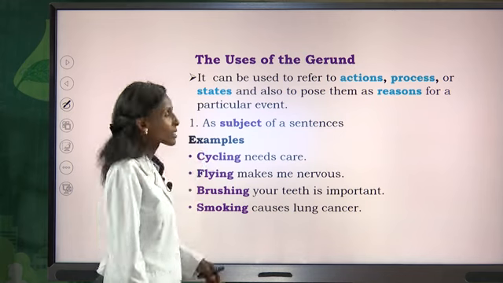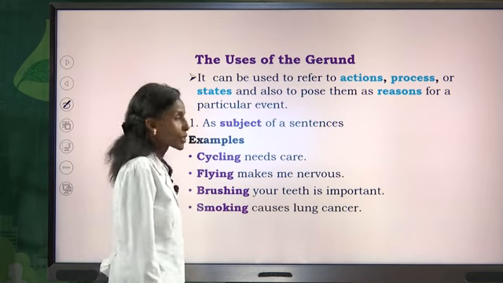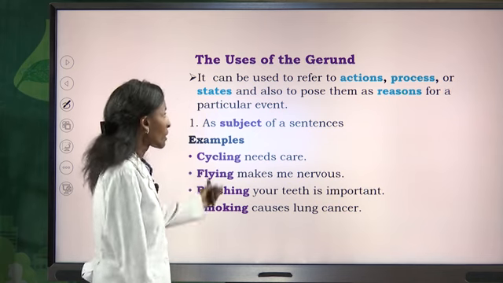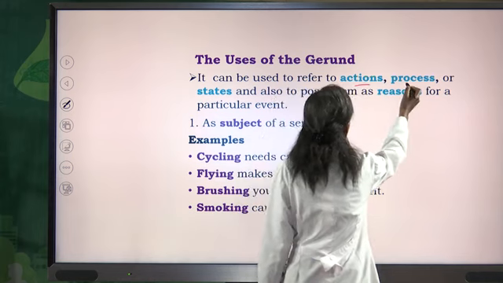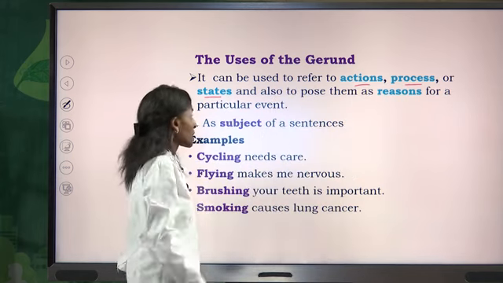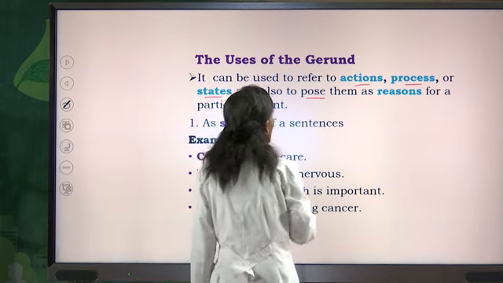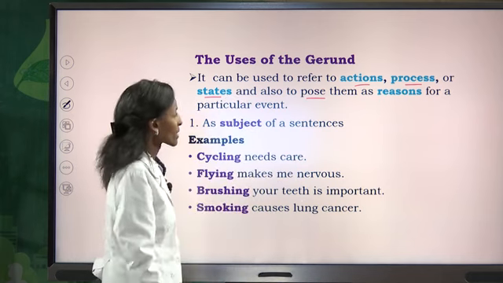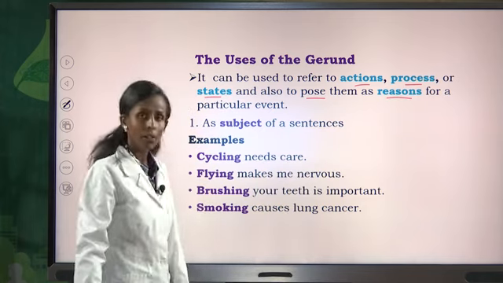So here are some of the uses of the gerund. So it can be referred to when it is used as a noun. When a gerund is used as a noun, it can be used to refer to what? Actions, you see? To refer to actions, processes, or it can be states, okay? The state of being something. And it also is used to pose them as a reason. It can be used to indicate some kind of reason in a particular event, okay?